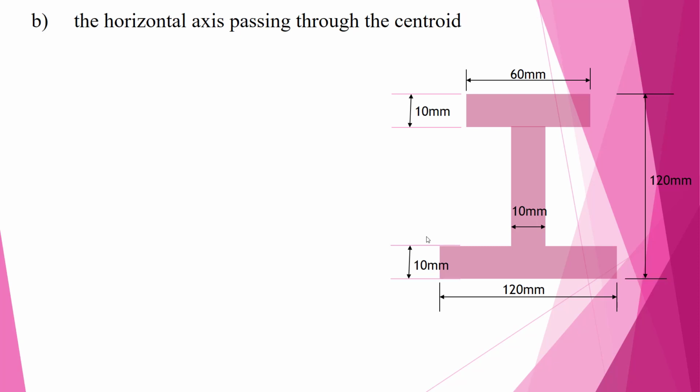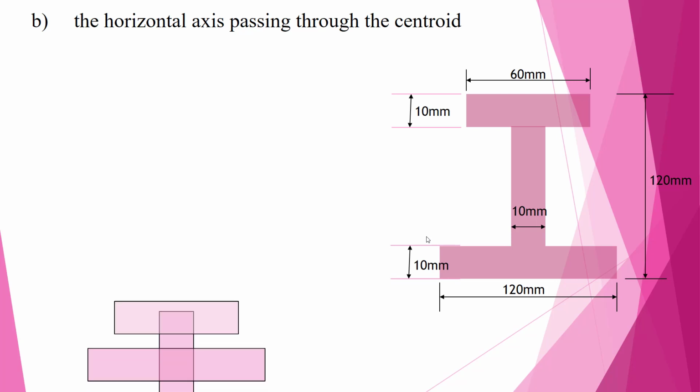Now let us find the moment of inertia of an I section about the horizontal axis passing through the centroid. So the steps to be followed for finding out the moment of inertia will be same as the first one. The only difference is the reference axis will be passing through the centroid of the I section. So what will be the first step? We need to locate the centroid of the I section first. Then only we will be able to draw the axis passing through that centroid.